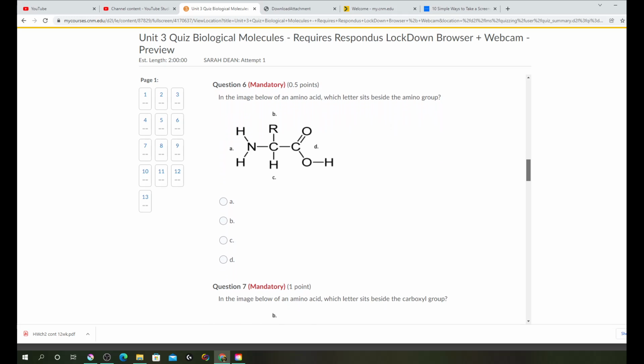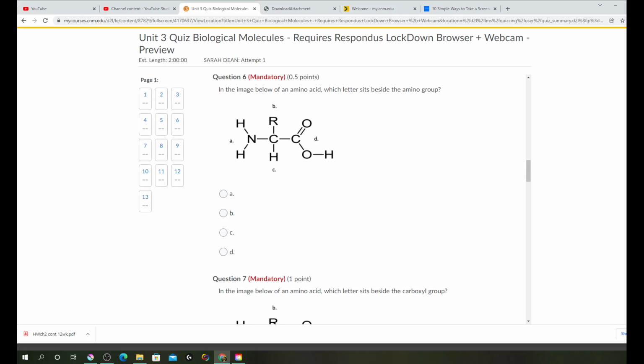Then you have, here's an amino acid. Which letter sits beside the amino group? So I'm just asking you to identify the amino group. I just sent out another video that reviews the homework assignment, homework 3. And I had to identify the amino and carboxyl group there. So all you have to do is look at the functional groups in your textbook to figure out which is the amino group, right? There's this functional group, there's this functional group, which is amino, which is carboxyl.